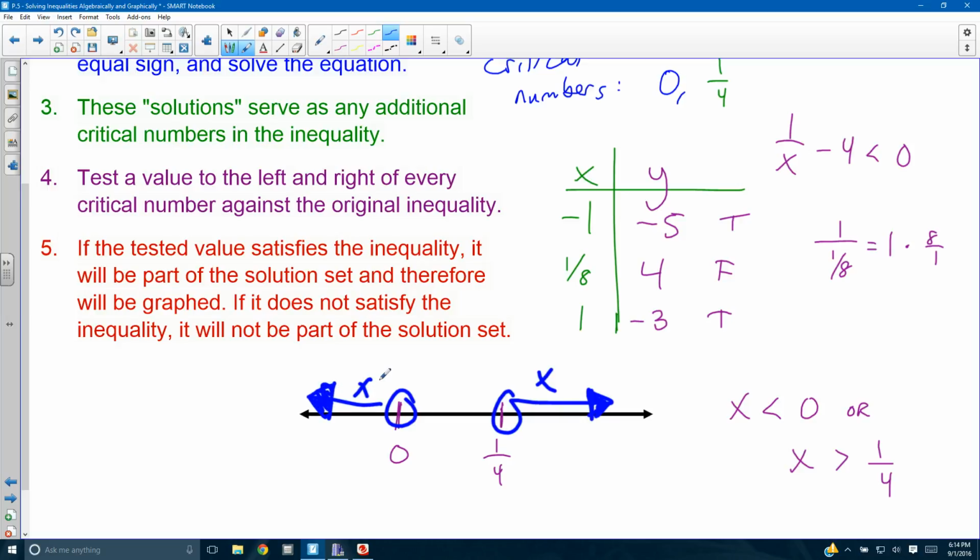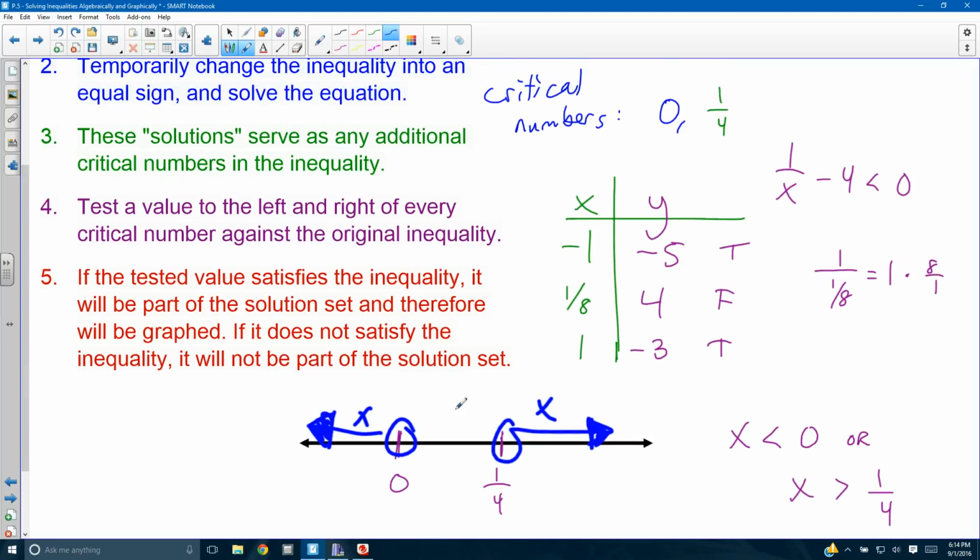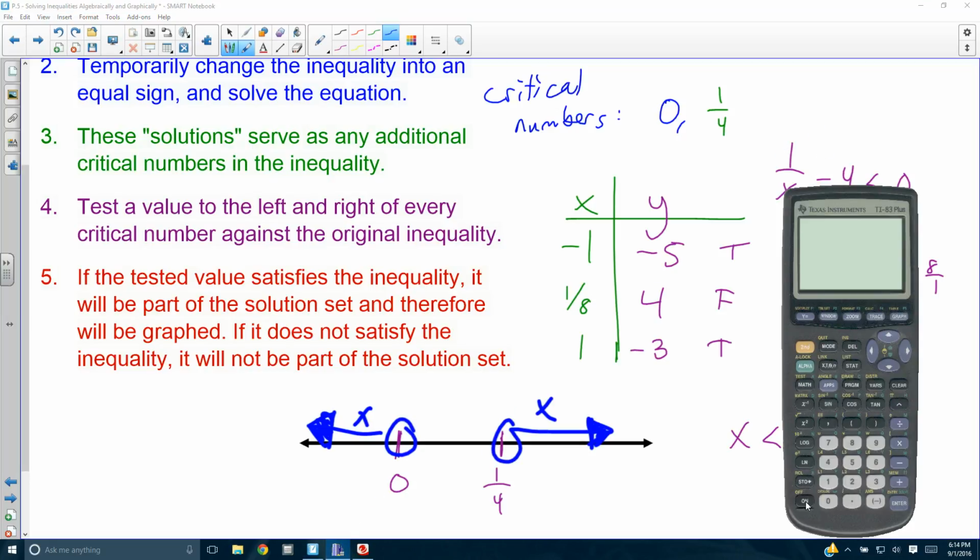And what will happen, remember what we're expecting for our graph. If I substitute a value less than 0 or greater than 1/4, I am going to get a negative number. That's what I expect. I expect my y value to be less than 0, meaning on my inverse function graph, I expect it to go underneath the x-axis. Underneath the x-axis. Let's go ahead and graph y equals 1 over x minus 4. Let's do that. Boom, boom, boom.